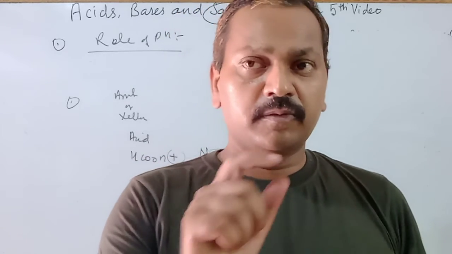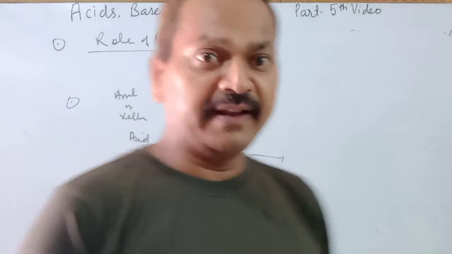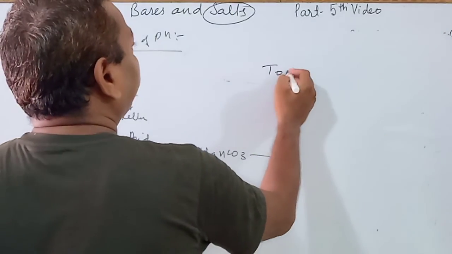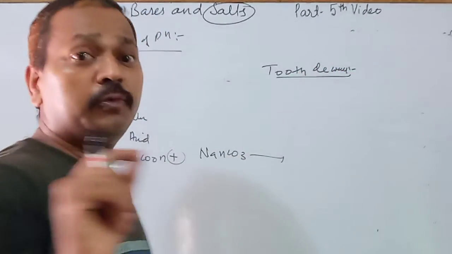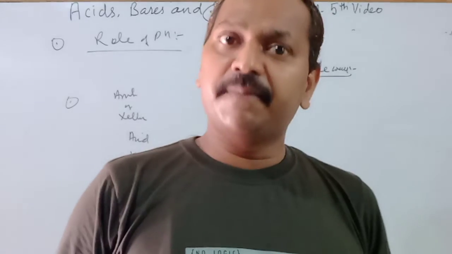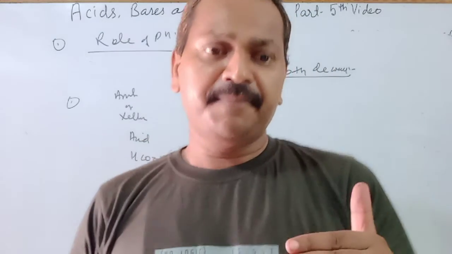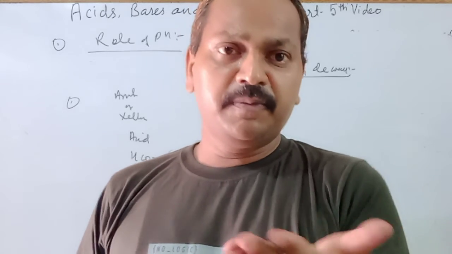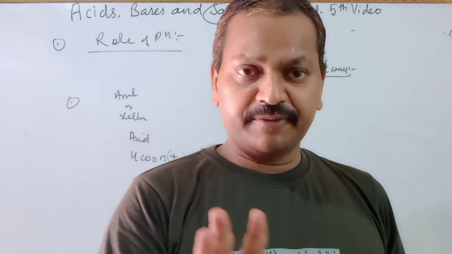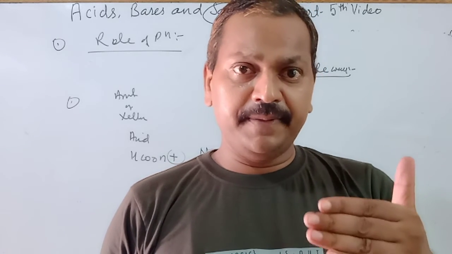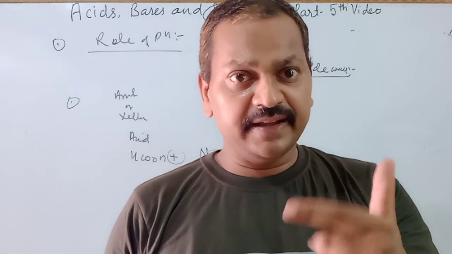The next very important role of pH is in tooth decay. Do you know what the concept is? As we all know, tooth enamel is the hardest substance in our body. Teeth are made of calcium phosphate. When the pH value goes down, what happens? The teeth start decaying. So children, the first point: if the pH of the mouth goes too low, degradation or tooth decay starts.